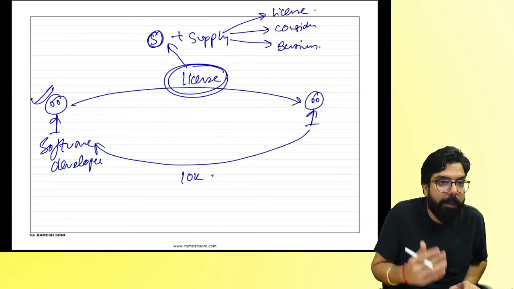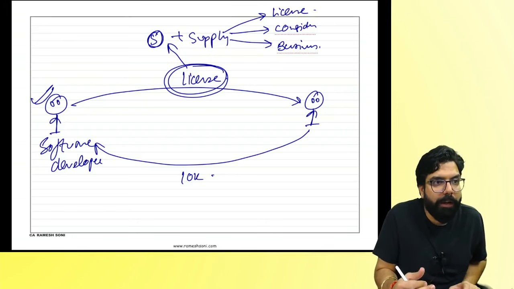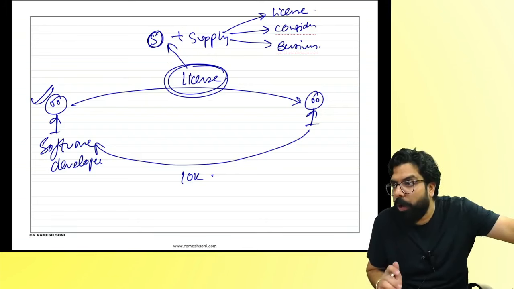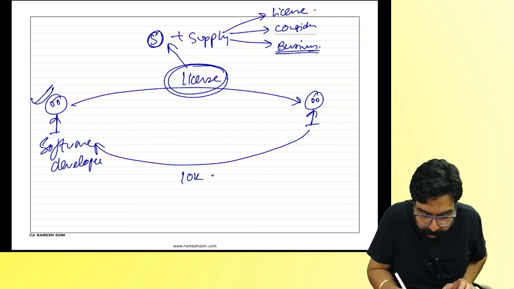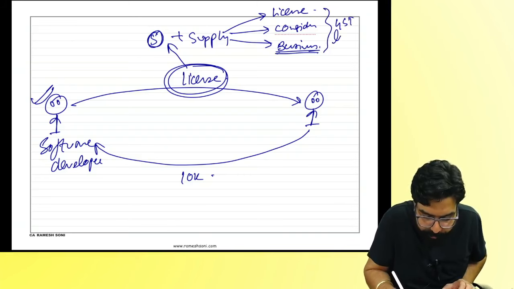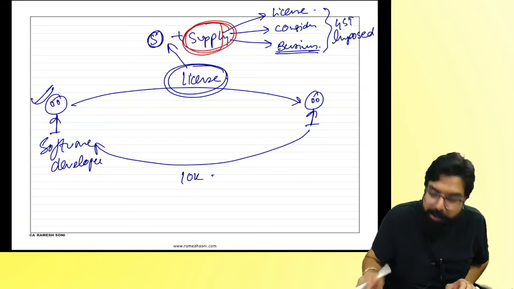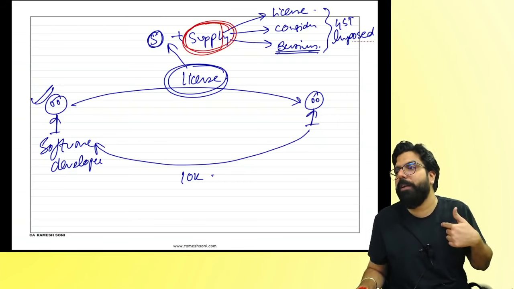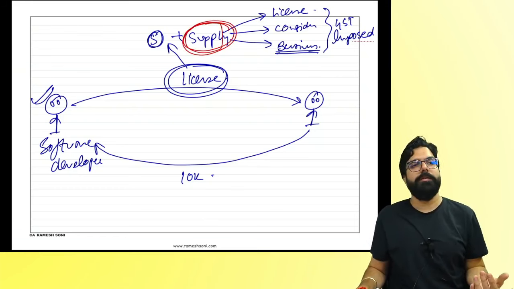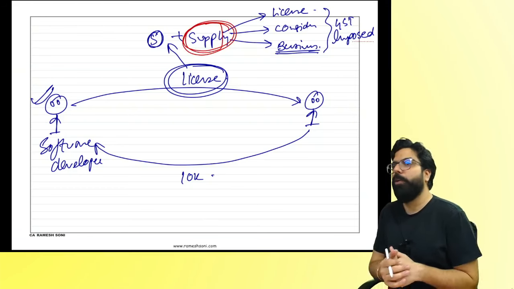If I'm a software developer, I've made a software and I'm giving it on license to someone. Is it my business? Yes or no? My question, will GST be imposed? Yes. My simple question is, is it falling in the definition of supply? Is my activity falling in supply? Yes or no? Louder. Yes. Are we clear, everyone? Can I go ahead?